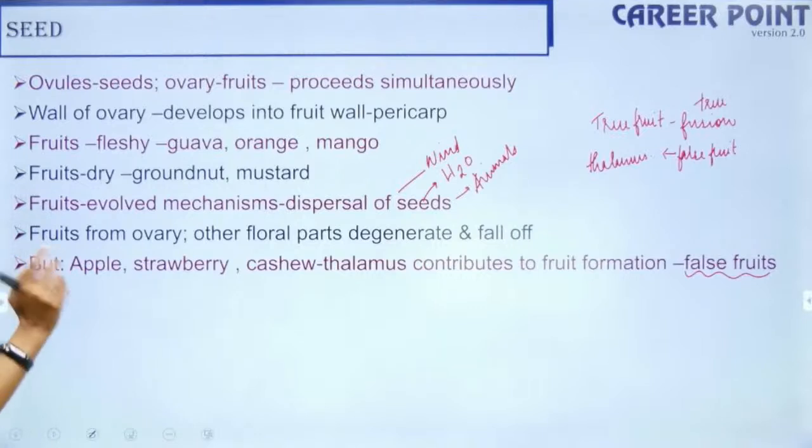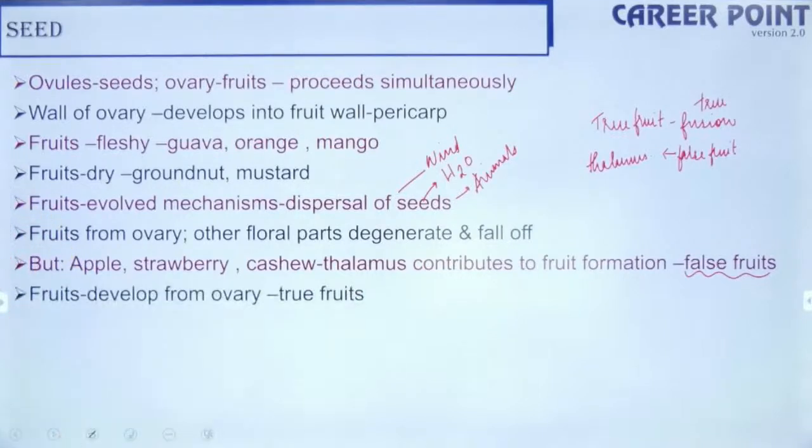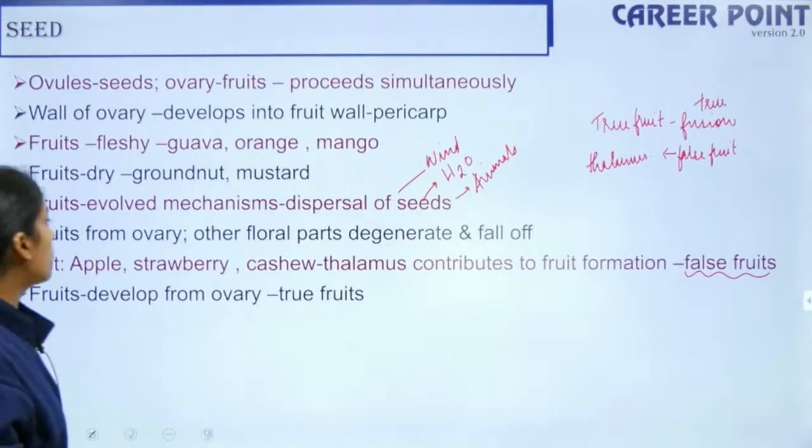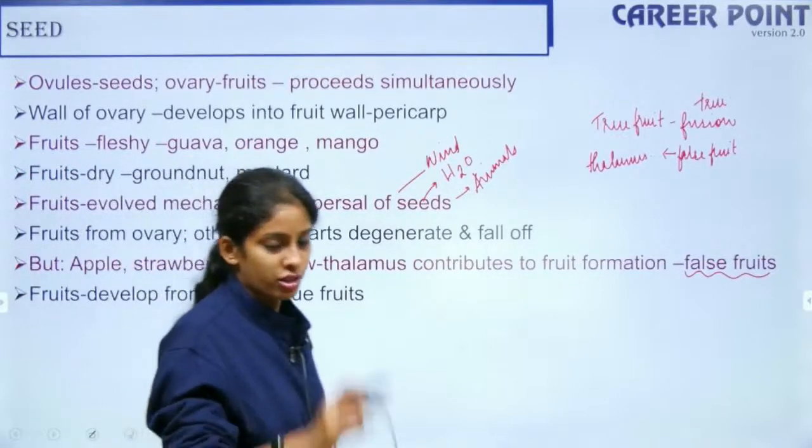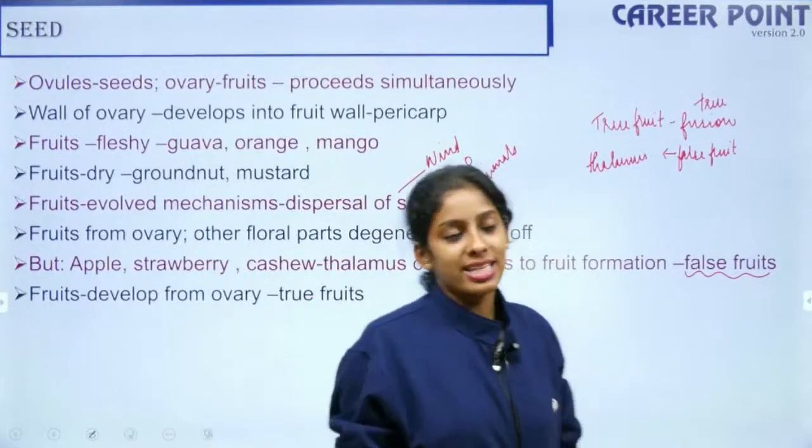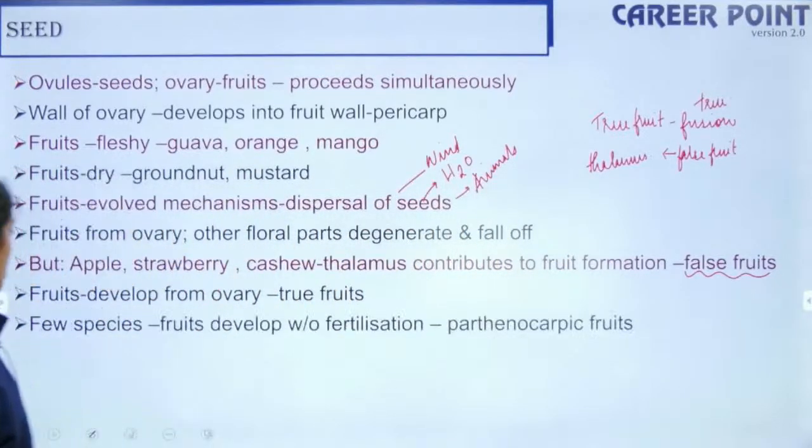Okay, what is apomixis? Hold on, don't worry, I will teach you. Fruits which develop from the ovary are true fruits. In apple, the edible part is the flesh, the mesocarp, okay? In a few species, the fruits develop without fertilization, that is parthenocarpic.